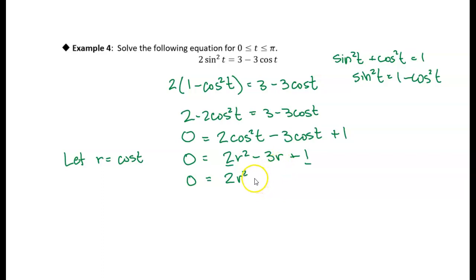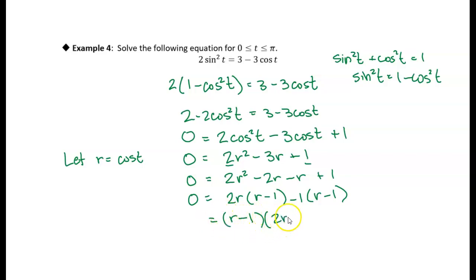So I'm going to split the middle term into minus 2r minus r, and then I still have this plus 1, because minus 2r minus r is the same thing as minus 3r. That allows me to group the first two terms and factor out a 2r, and I'm left with r minus 1. Then the last two terms, I can factor out a minus 1, so I've got minus 1 times r minus 1. Notice we have this common factor of r minus 1, which I can factor out: r minus 1 times 2r minus 1. Now I've got my two factors.